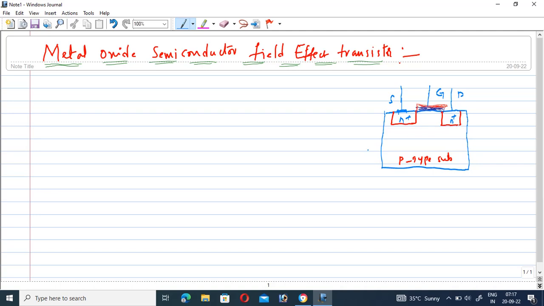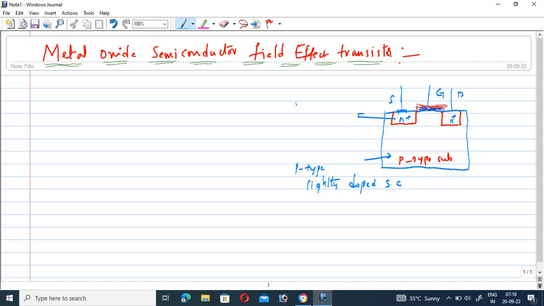It is an enhancement MOSFET. Here we are studying the enhancement MOSFET. First, we take a p-type substrate, a p-type lightly doped semiconductor material. On the p-type semiconductor material, two highly diffused islands are deposited on the top of the surface. These are generally called n plus regions.